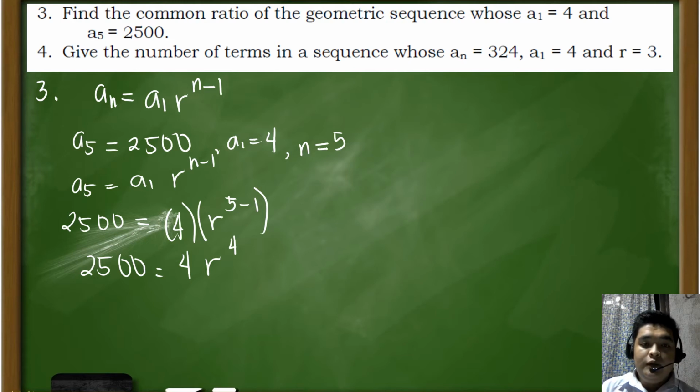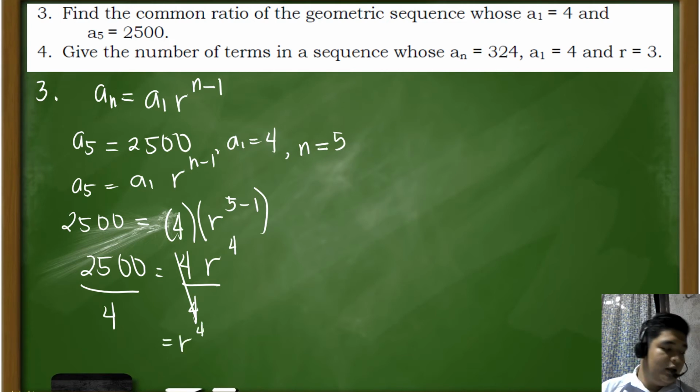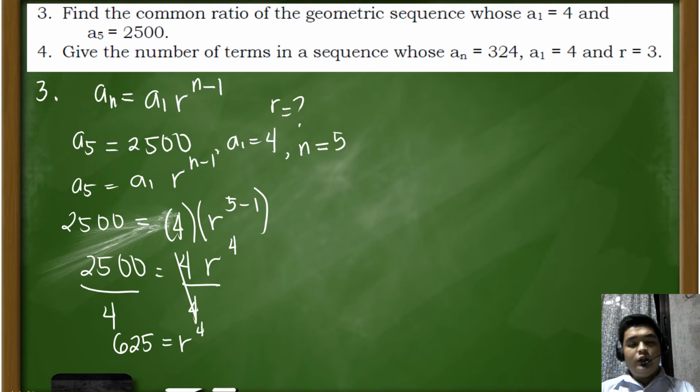How to eliminate 4 here? So we need to divide both sides by 4. Very good. So r to the power of 4 is, what is r to the power of 4? That is 625. So we need to find r, no? Here is r to the power of 4. Okay? So what do we need to do to get r?